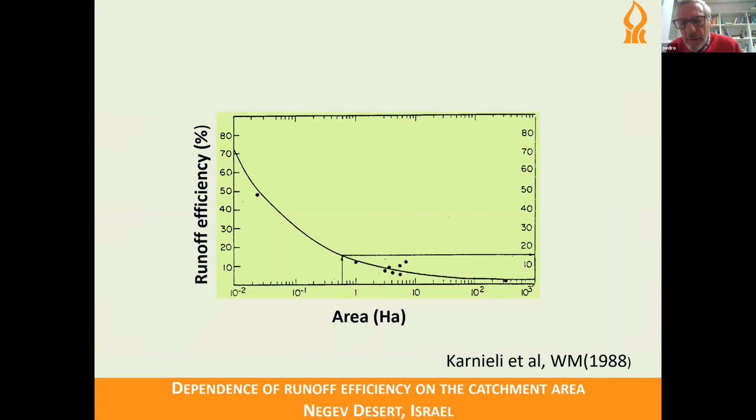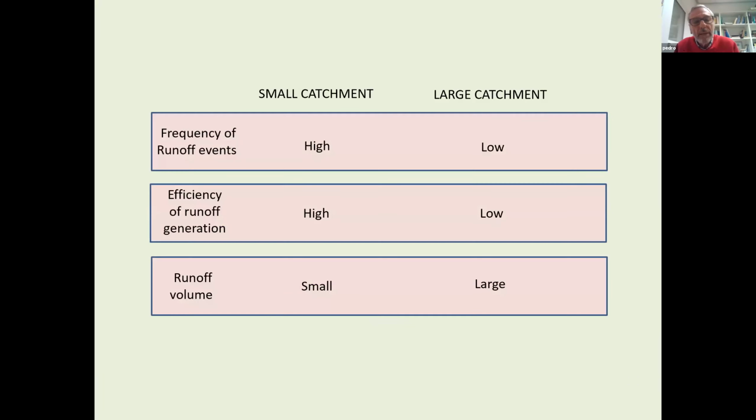But there is an interesting relation between the area which generates the runoff and the runoff efficiency. Runoff efficiency is here defined as the volume of water generated by a given catchment divided by the volume of rainfall received by this catchment. And you can see that it can go from 1% or 2% up to 40 or 50%, depending on the size of the area. But not only does the size of the area affect the runoff efficiency, the size of the area also affects the frequency of runoff events.